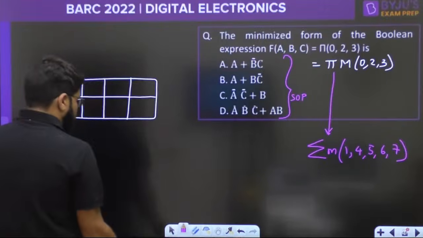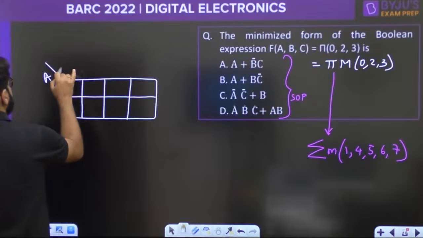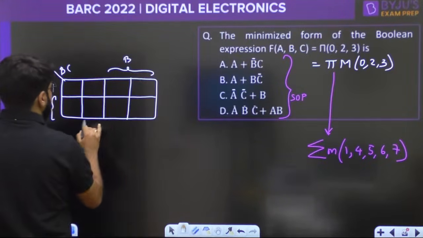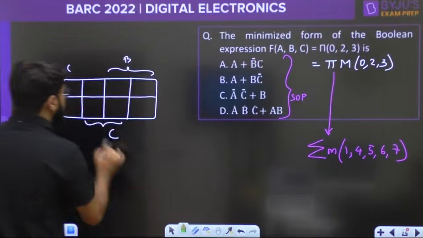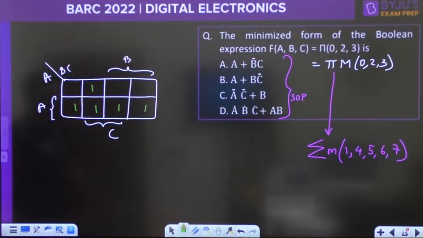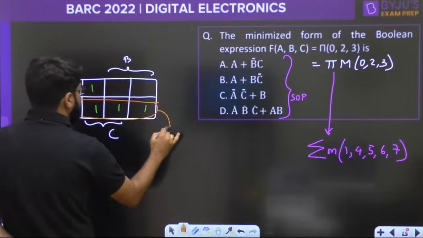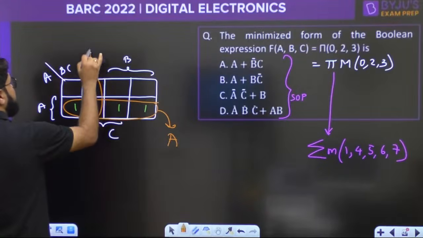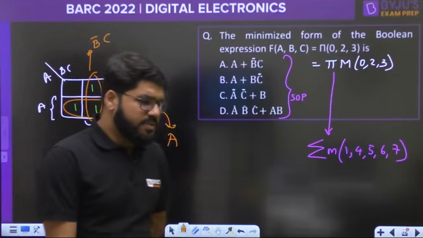Sure. Now let's complete this problem. This is A, this is B, C, this should be A, this will become the B and C. Then you have the entries as 1, then directly 4, 5, 6, 7, all of them coming up. So definitely there is a quad coming up, and that belongs totally to A, and there is a pair which is B bar C. However you read the K maps, that's up to you.